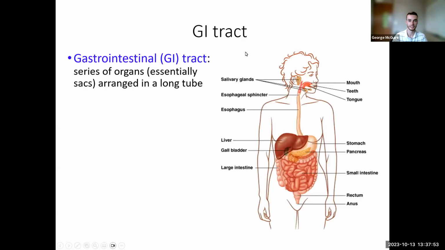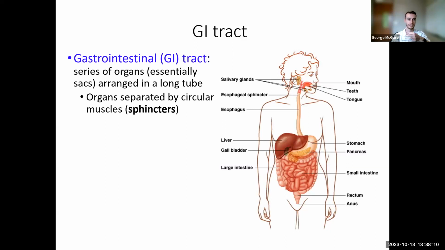The gastrointestinal tract is that series of organs that essentially makes a long tube for our food to follow as it goes through different stages of digestion. Each of the major organs along this tract is separated by a circular muscle called a sphincter. That sphincter can close up to prevent food from moving forward or backwards, and then open up when food needs to move.